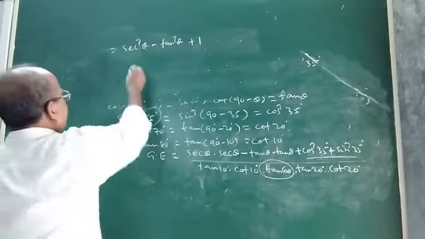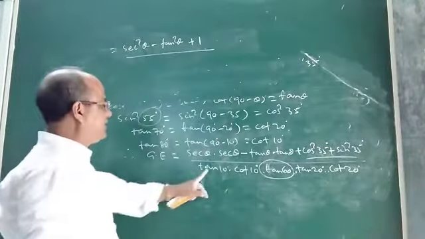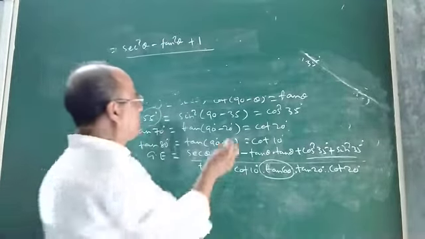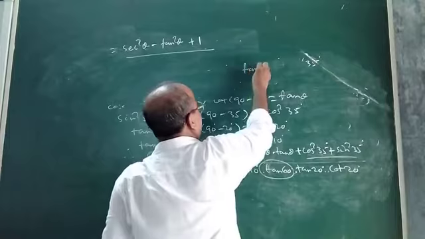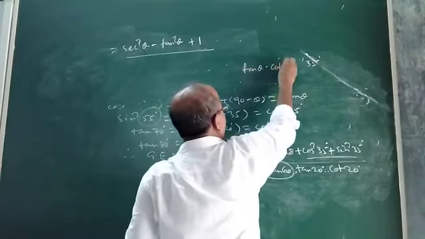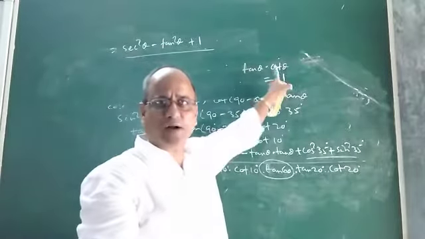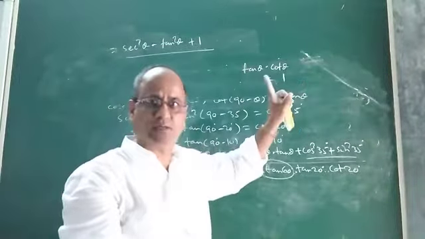Okay. Then whole divided by, you see, tan 10 into cot 10. Tan theta into cot theta is 1. You know the formula? Tan theta into cot theta equal to 1. That means the product of tan ratio and cot ratio of an angle theta is always equal to 1.